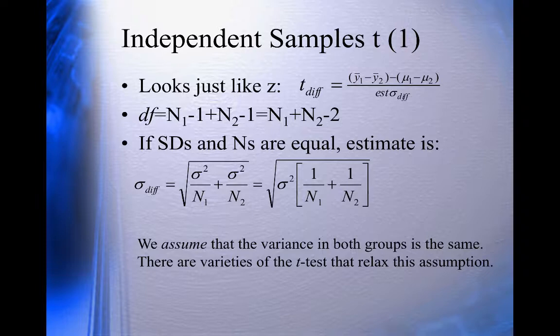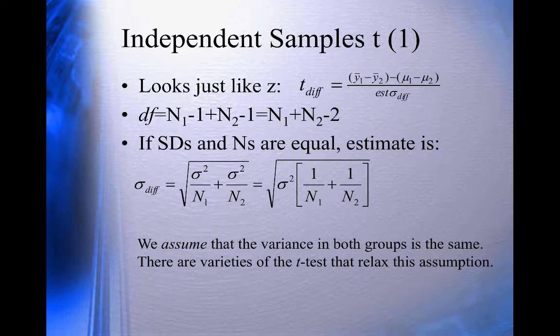Now we've got to subtract 2 from our degrees of freedom instead of 1. So you can think about this as we lose a degree of freedom each time we estimate a mean. So in the single sample, we only had to estimate one mean. Here we have to estimate two means.